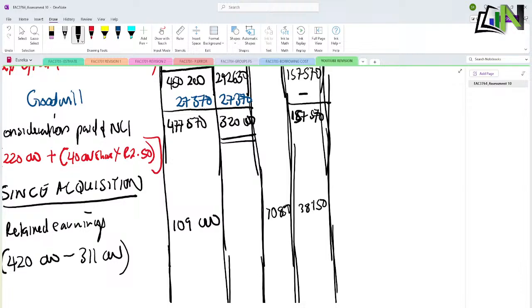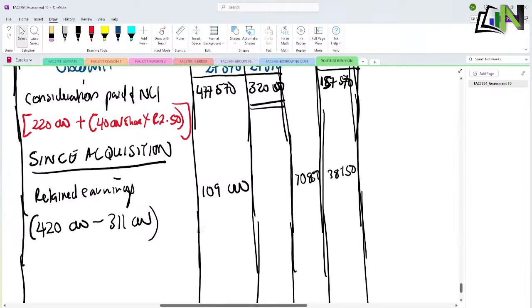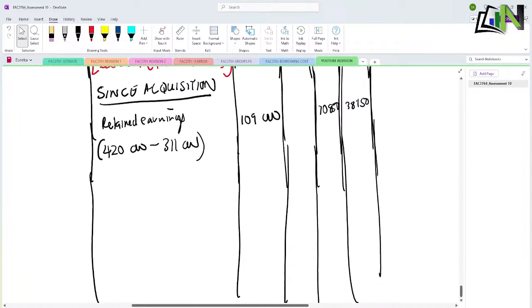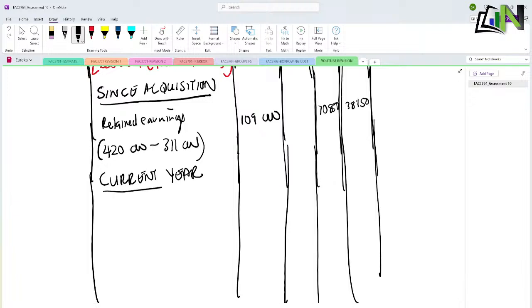Okay, so let's continue. We did that. Let me make it a little bit smaller. So that was since acquisition. I'm now going into the current year. Current year now. All right.